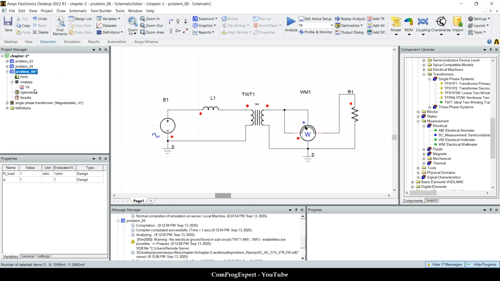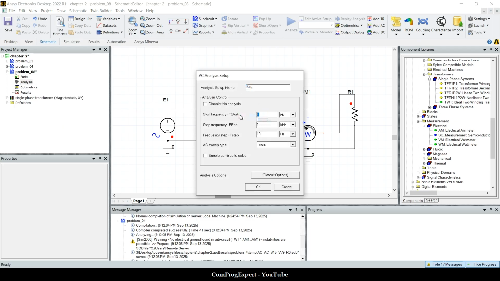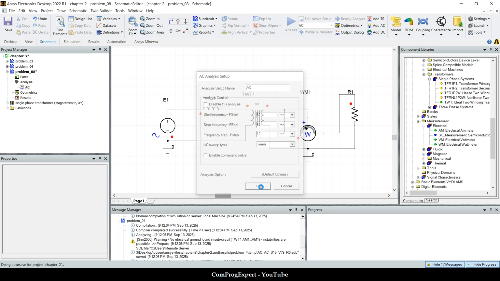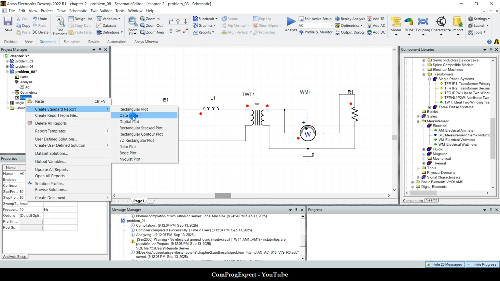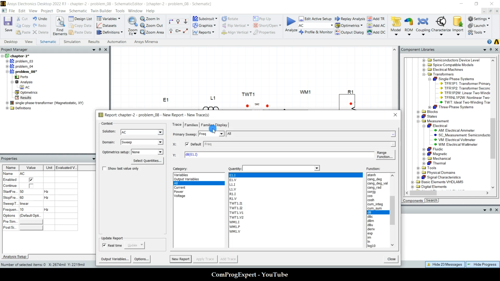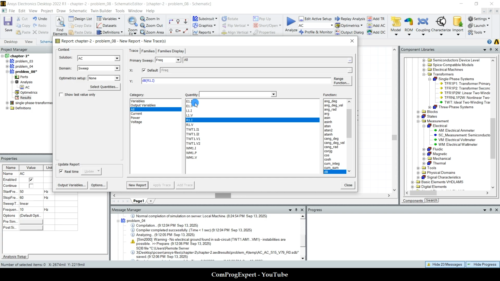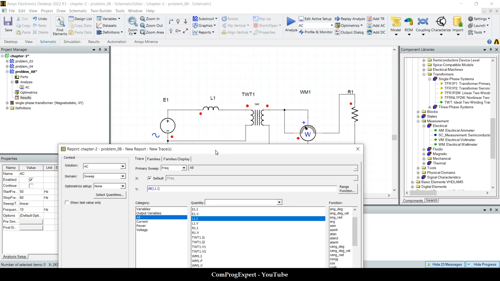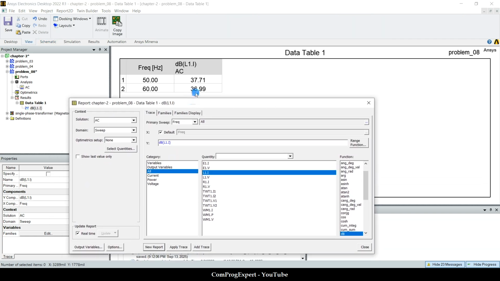Let's add the analysis setup. Like before, we need the AC solver, 50 and 60, just to solve the problem for these two cases. Analyze. I want to check the data table, the value of the current of the L1. Let's check I1 first. Yes, we have this number for 60 Hertz.